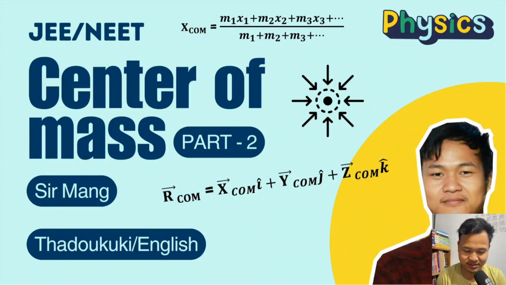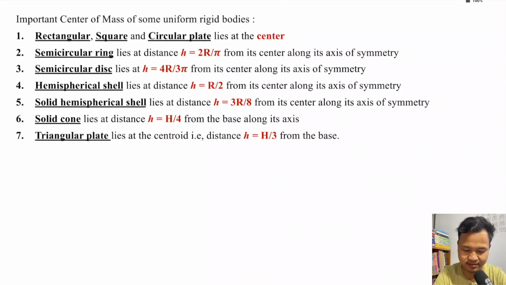So in the system of particles we discussed the center of mass. Now we will talk about solid bodies, rigid bodies. Rigid bodies can be uniform or non-uniform. So in this video we will see only uniform solid bodies. The center of mass of non-uniform bodies we will see later.